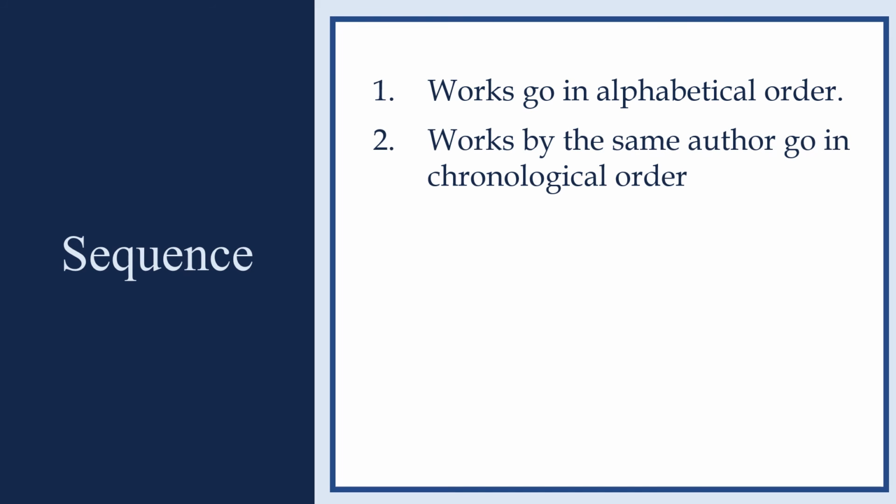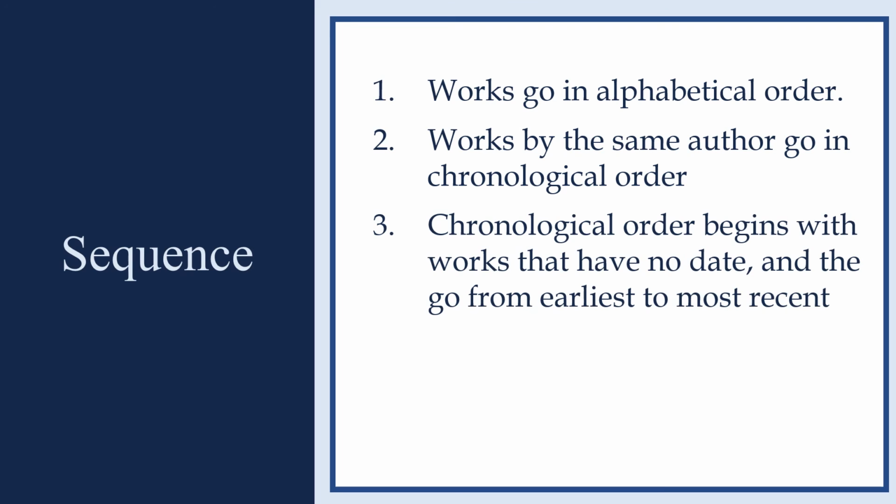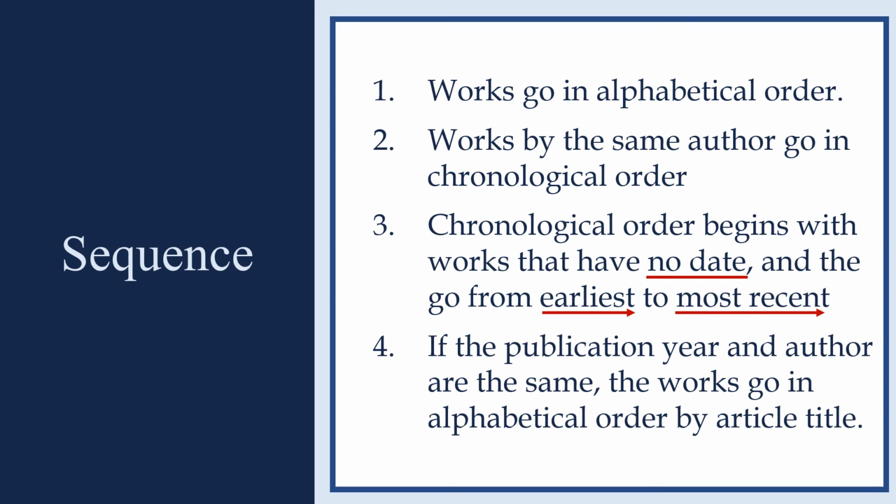Let's take a look at how to sequence the reference list. Each of the entries will be put in alphabetical order. Works by the same author go in chronological order. This chronological order begins with the works that have no date and then goes from the earliest to the most recent publication. If the publication year and author are the same, the works go in alphabetical order by article title.